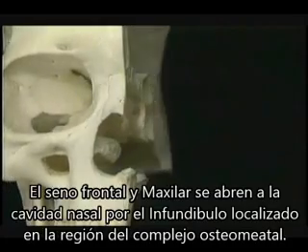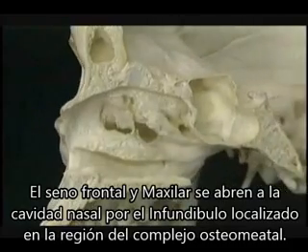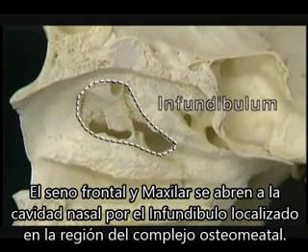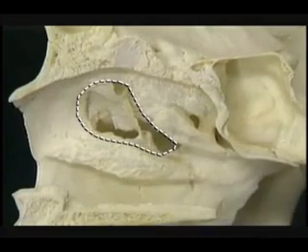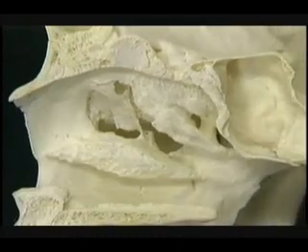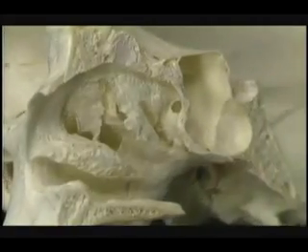The frontal and maxillary sinuses open into the nasal cavity, not directly, but into a narrow side chamber located here, called the infundibulum. The infundibulum isn't apparent in a bony specimen. We'll see it when we look at the soft tissues. Now we'll look at the openings for the other sinuses.